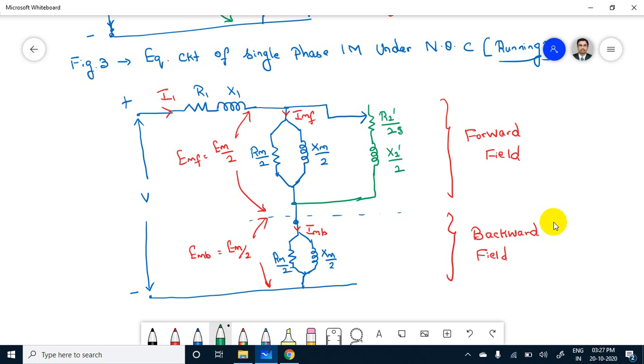Okay, the variation here is with respect to the speed, S. Okay, when the motor is running at a speed of N with respect to the forward field, the slip is S with respect to the forward field. Okay, in forward field, slip S will be considered when the motor is running.